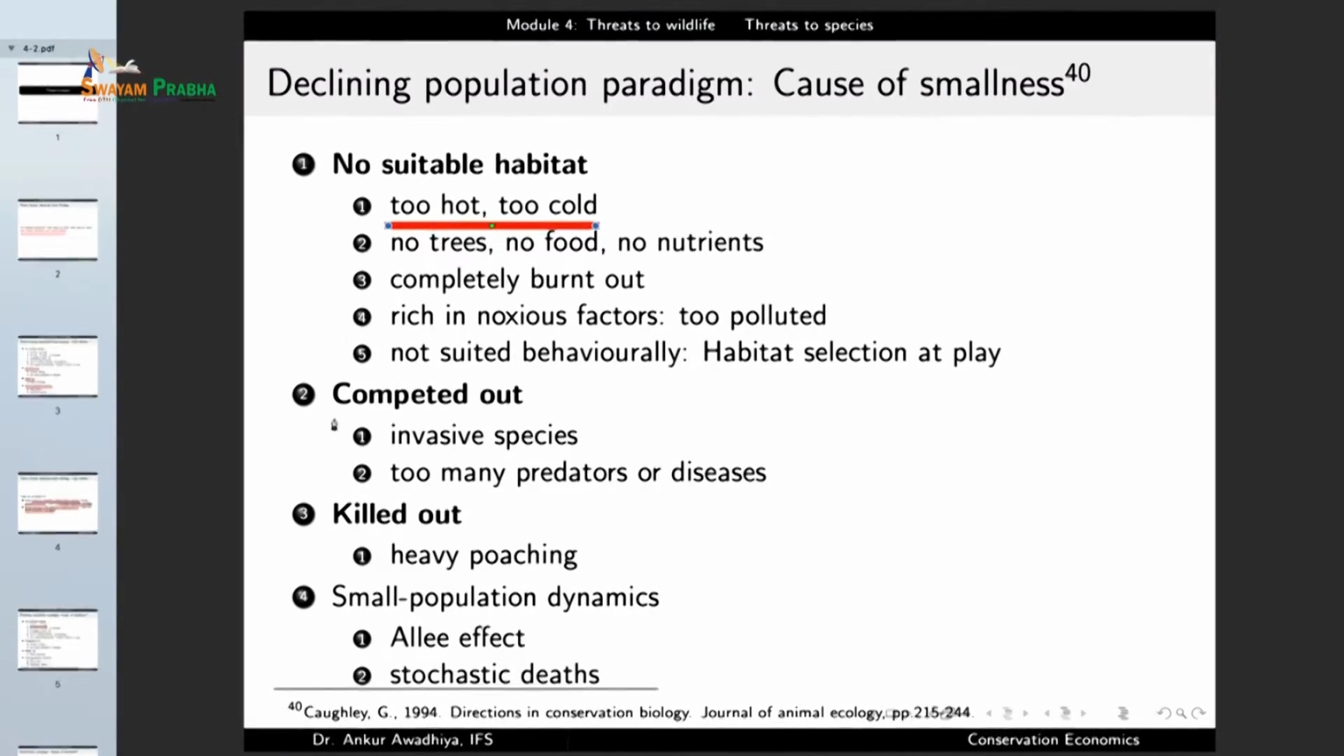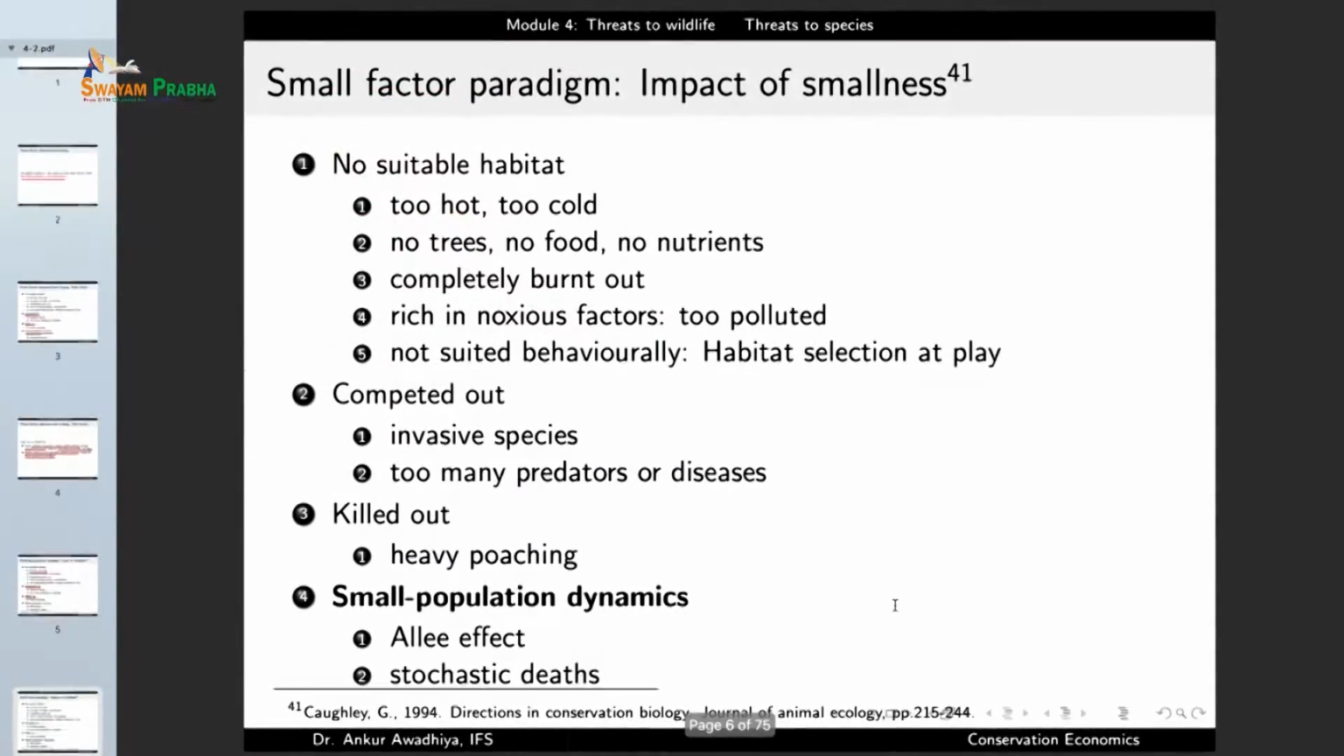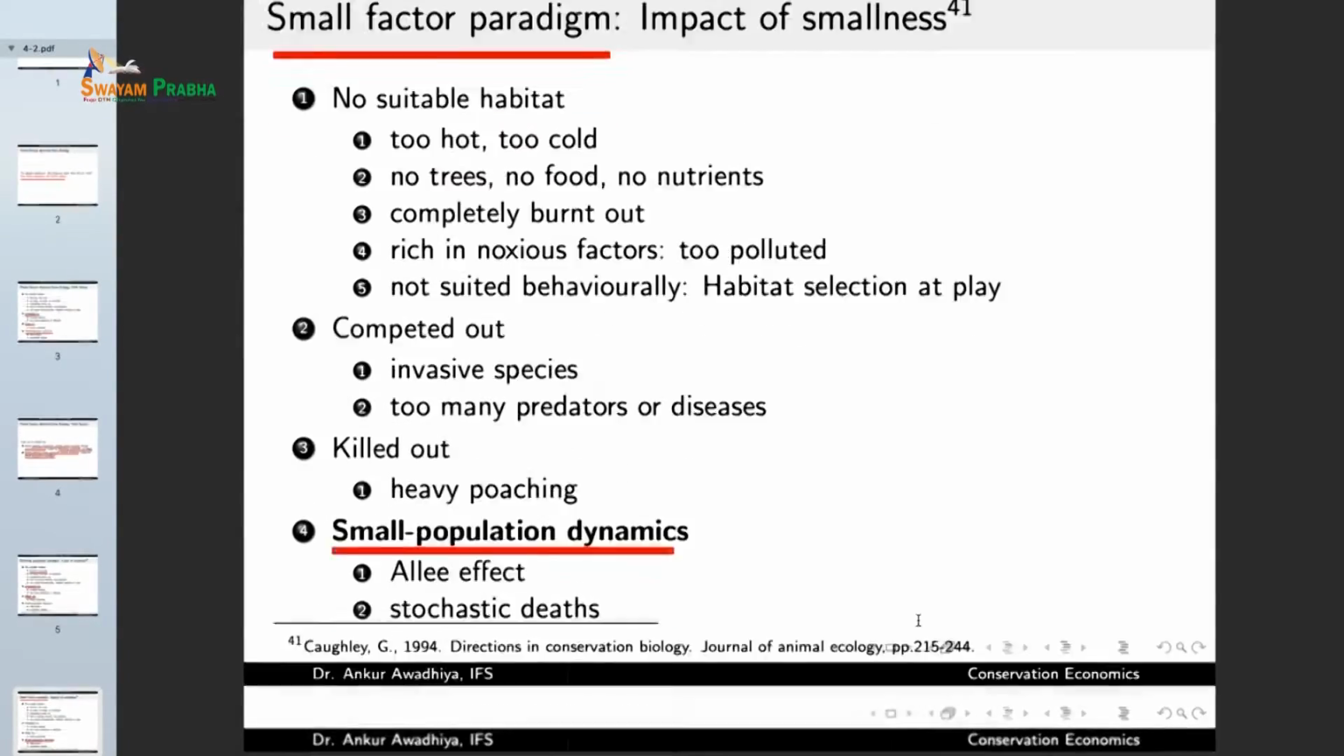Or we can have competition. So competition also pushes a large population to a smaller size population, or poaching. Now poaching, or heavy poaching, generally reduces a large size population into a smaller one. And in the case of the small population paradigm, we can consider these small population dynamics such as the Allee effect and the stochastic deaths.